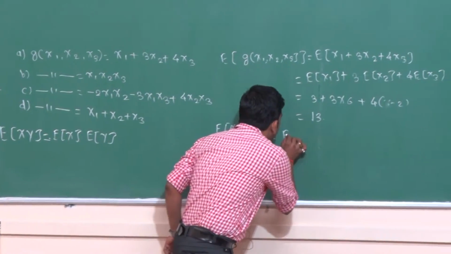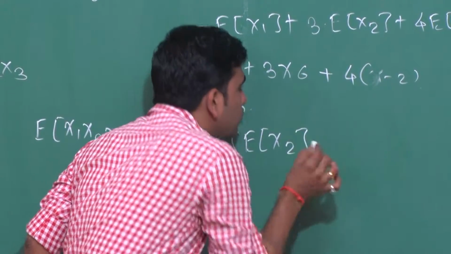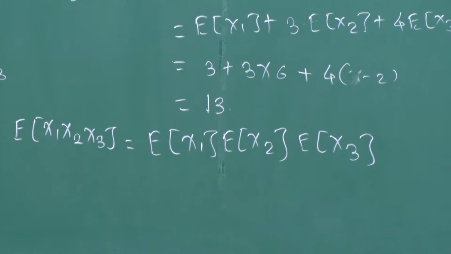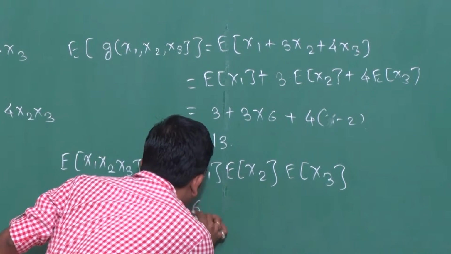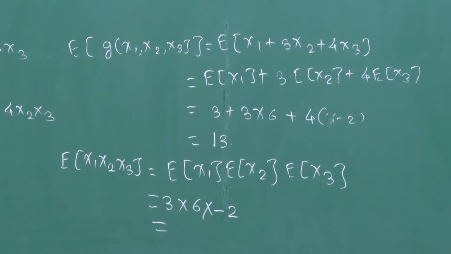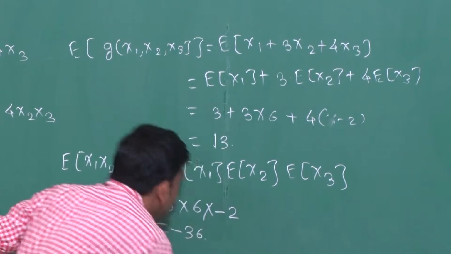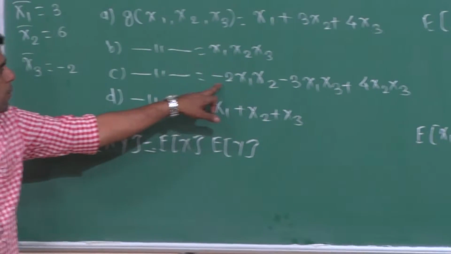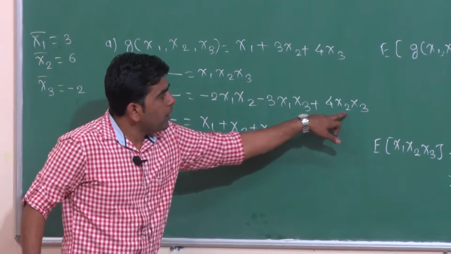So here we will get expected value of x1 into expected value of x2 into expected value of x3. Here we will get 3 multiplied with 6 multiplied with minus 2. That is minus 36. Similarly, you have to calculate mean value for this third case. Minus 2 x1 into x2 minus 3 x1 into x3 plus 4 x2 into x3.